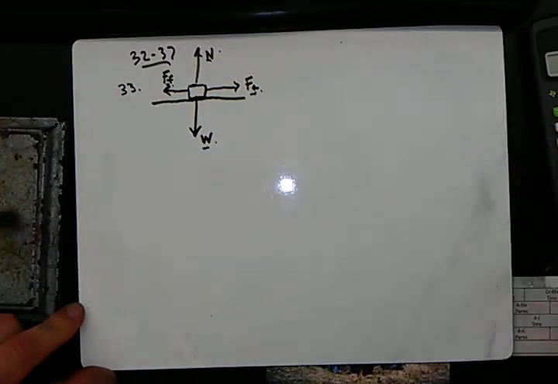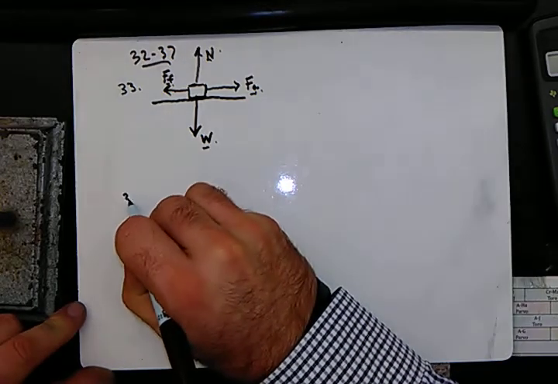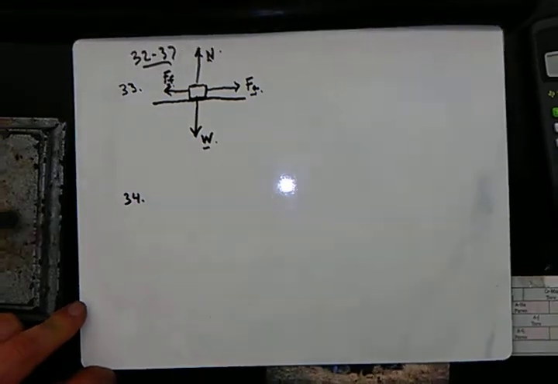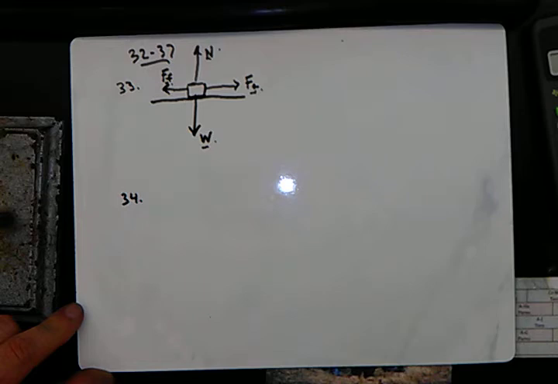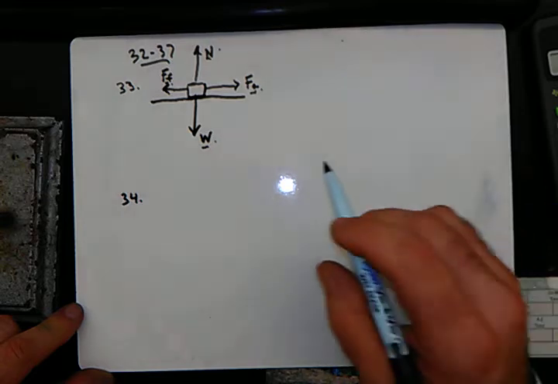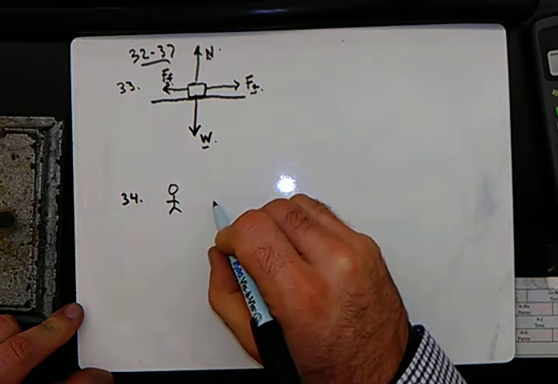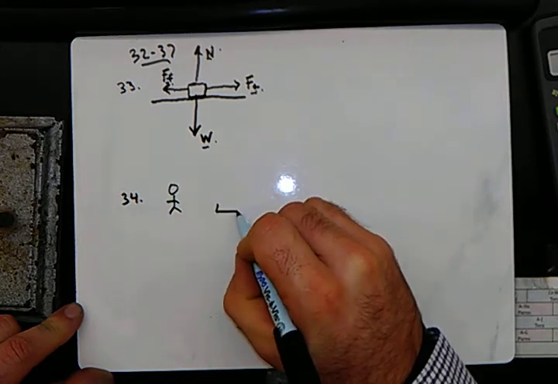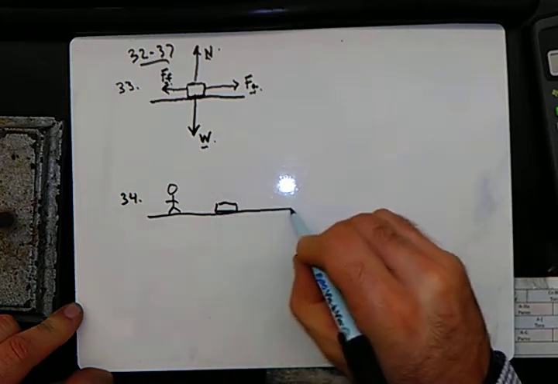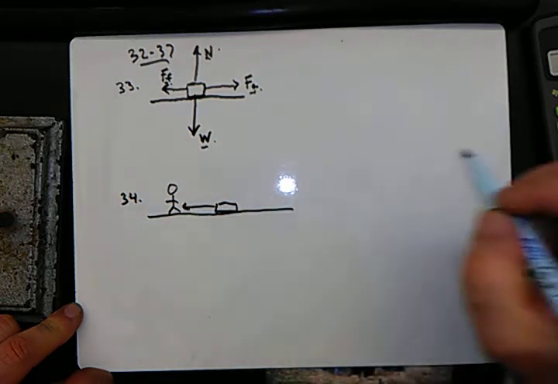Okay, so let me go and we'll find one that includes another type of problem, maybe a little bit more difficult. So if you look at number 34, okay, it says a boy pulls a sled horizontally at a constant speed. So I draw a boy. Okay, he's pulling a sled. So here's the sled. Okay, it's all horizontal motion at this point.